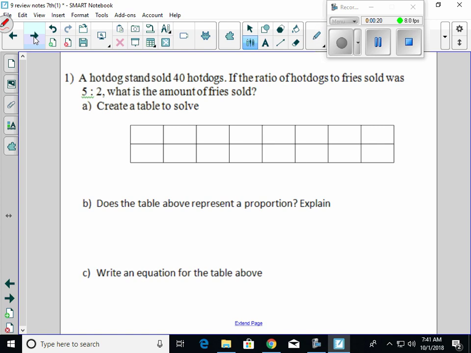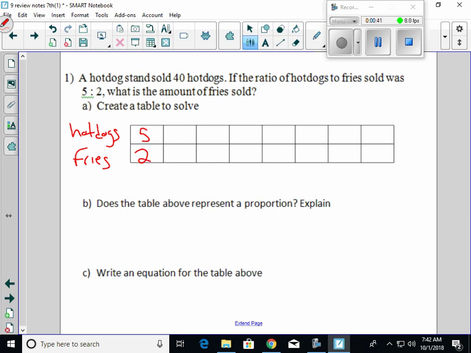Okay, a hot dog stand sold 40 hot dogs. The ratio of hot dogs to fries sold was 5 to 2. And you want to make a table for this. Okay, so hot dogs to fries was 5 to 2. For every 5 hot dogs sold, there were 2 fries sold.